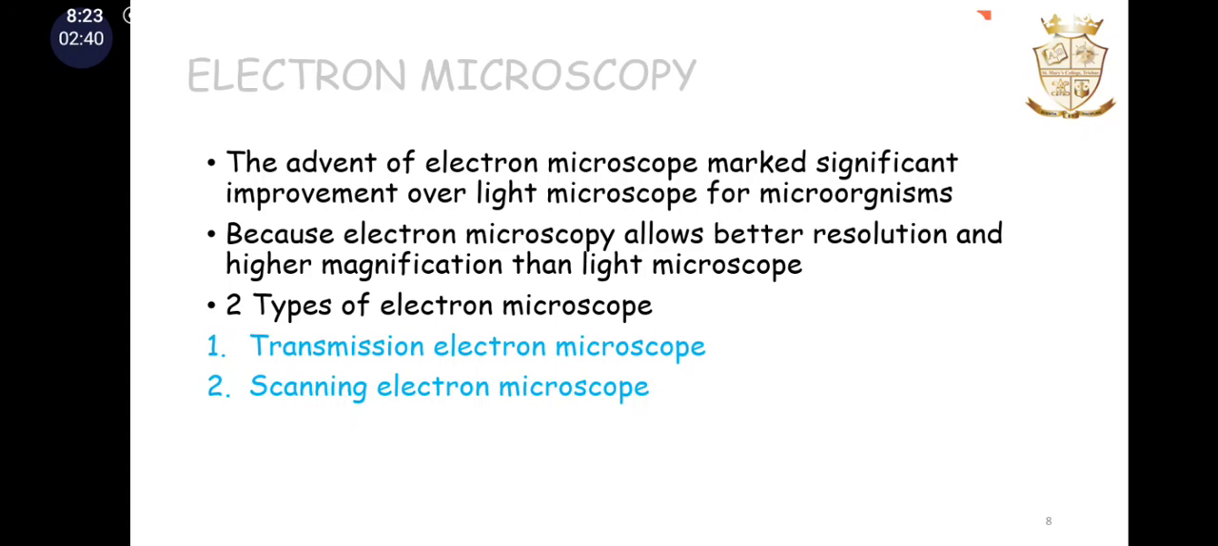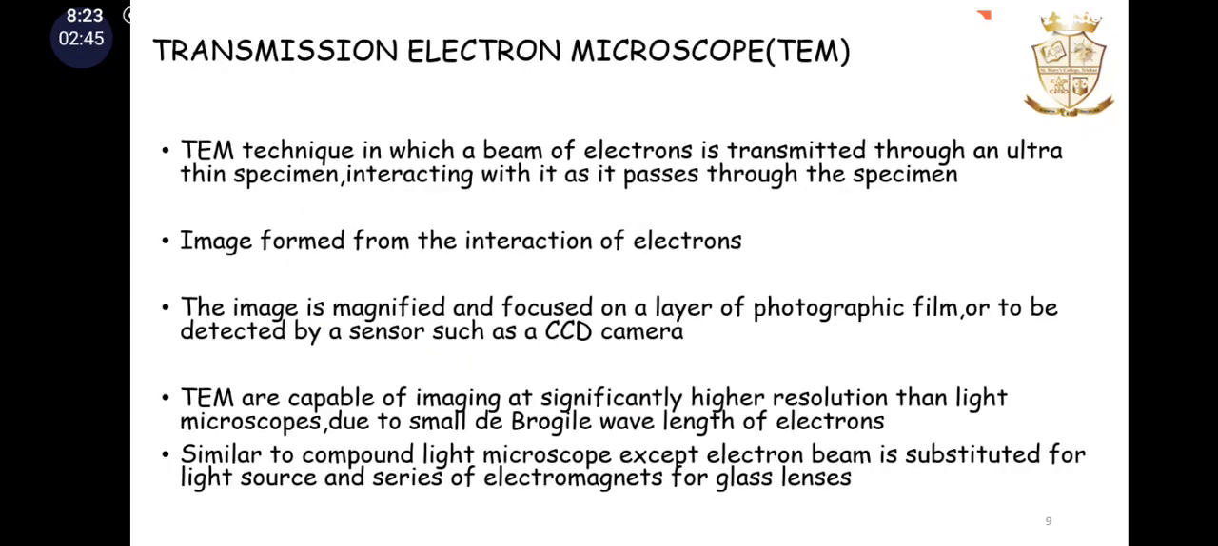Two types of electron microscopes are there: the transmission electron microscope and the scanning electron microscope. The transmission electron microscope, TEM, is a technique in which a beam of electrons is transmitted through an ultra-thin specimen, interacting with it as it passes through. The image is formed from the interaction of electrons, and the image is magnified and focused on a layer of photographic film or detected by a sensor such as a CCD camera.